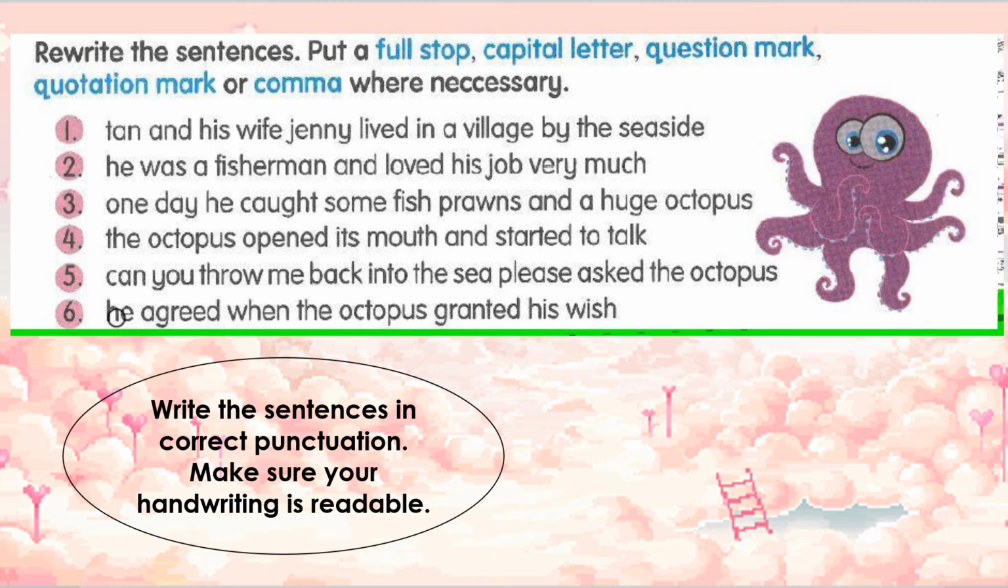Number 6. He agreed when the octopus granted his wish. Okay, so after you are done, write the sentences with correct punctuation, PM me your work. Okay, so this is the first work that you need to do. Okay, we will move on to the next practice.